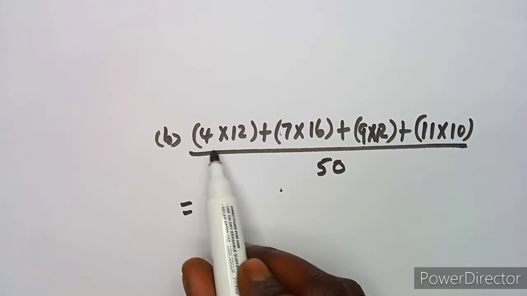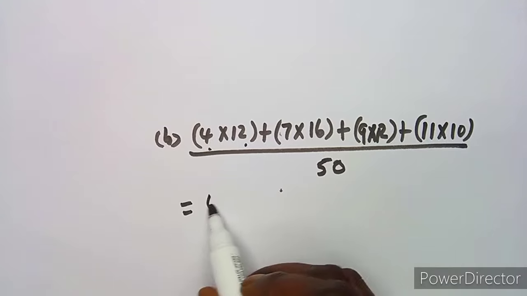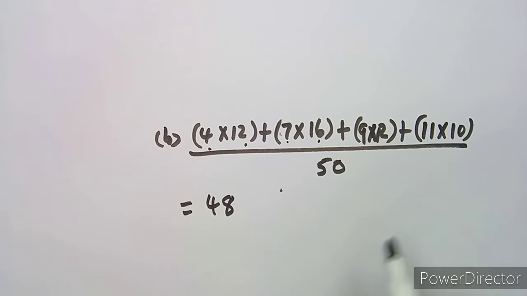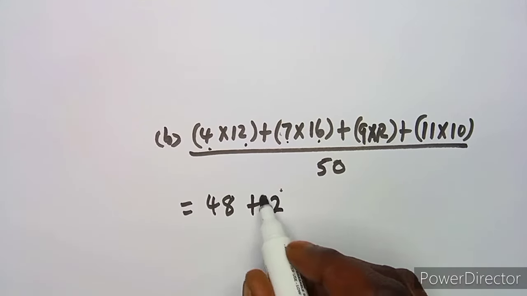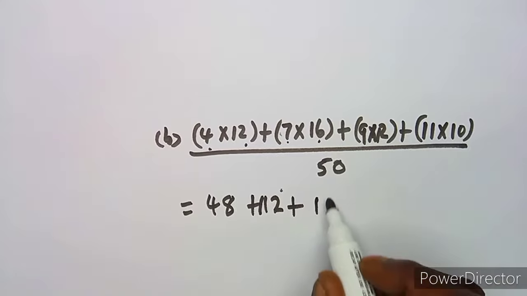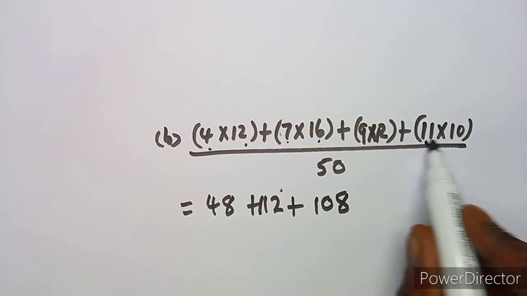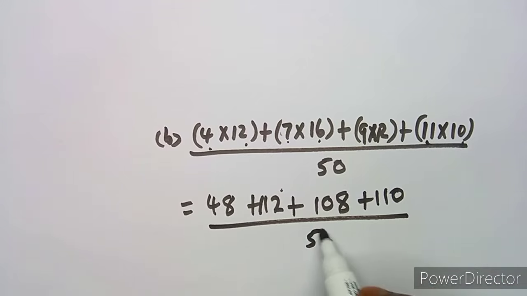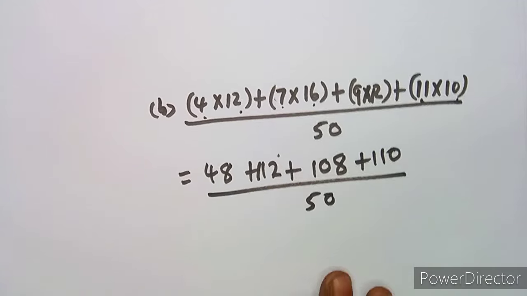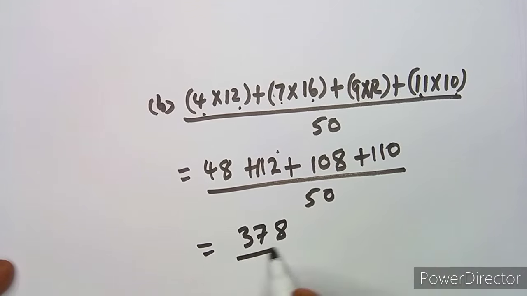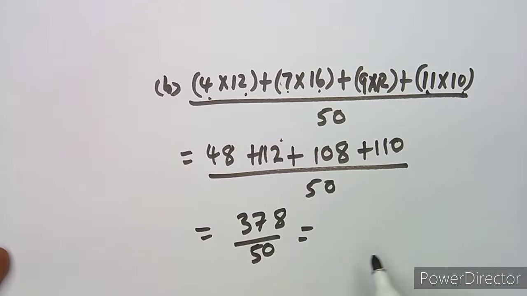So now someone has to multiply 4 times 12, which is 48. Yeah, that is 48. 16 times 7, that is 112. Multiply properly. Then 9 times 12, which is going to give us 108. 10 times 11, just a 0 there, which is 110. Everything over 50. So adding properly, guys, we are going to obtain 378 over 50. So that's it. And we're going to divide.